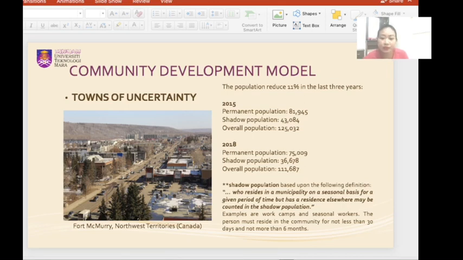Okay. Shadow population is based upon the following definition. A person who resides in a municipality on a seasonal basis for a given period of time but has a residence elsewhere may be counted in the shadow population. Examples are work camps and seasonal workers. The person must reside in the community for not less than 30 days and not more than 6 months.